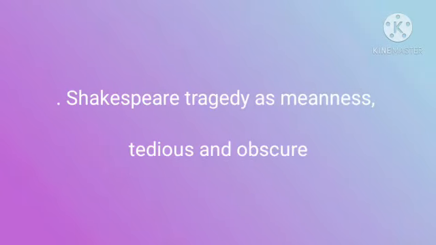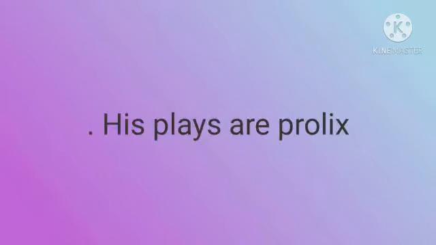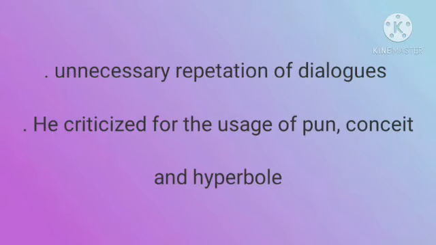And Johnson considered Shakespeare's tragedy as mean, tedious, and obscure. And also, he criticized Shakespeare for narrative verbosity, which means lots of words and speech used in his writing. Johnson also criticized that his plays are prolix. Prolix means the usage of lengthy dialogues. And Shakespeare also uses unnecessary repetitions in his work. And he criticized the usage of pun, conceit, and hyperbole.